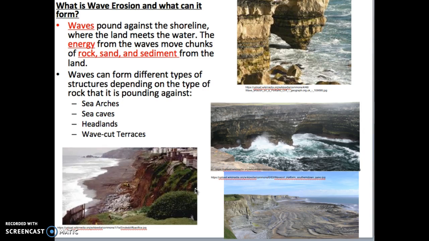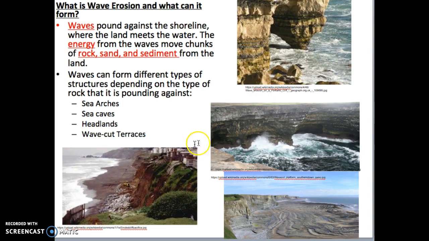So the first type of erosion we're going to be talking about is wave erosion. Wave erosion occurs at the coastline where ocean water meets landforms, and basically waves will pound against the shoreline, and the energy from the waves will move chunks of rock, sand, and sediment from the land. And waves can form different types of structures depending on the type of rock that it's pounding against.